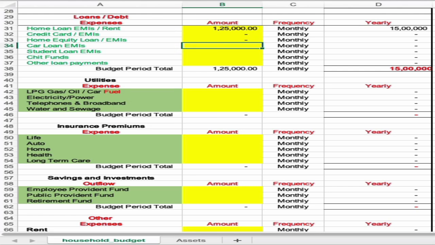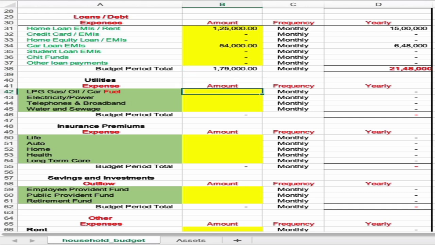Car loans, let's say 54,000 rupees because you have bought a fancy car. And student loan, nothing right now. Chit funds, nothing, I don't touch it. Other loan payments, supposing you borrowed from friends, hand loans as it's called, then you can put it there. So you have a loan debt liability of 1,79,000 rupees per month. Remember, this is per month.